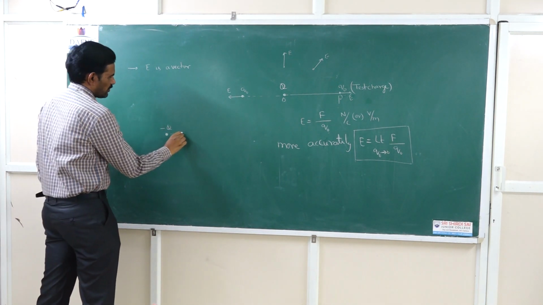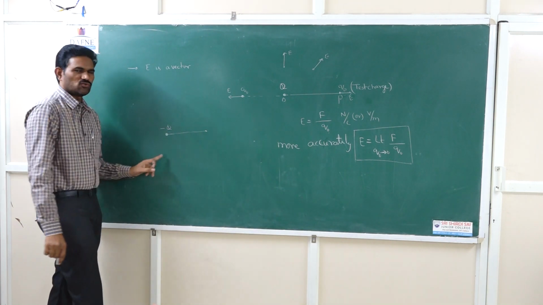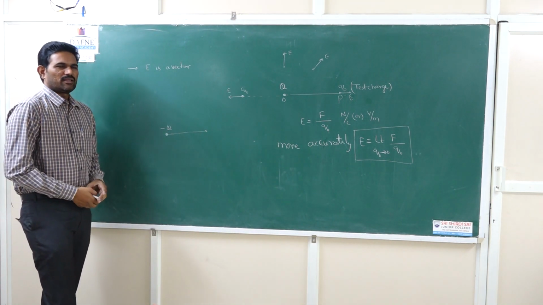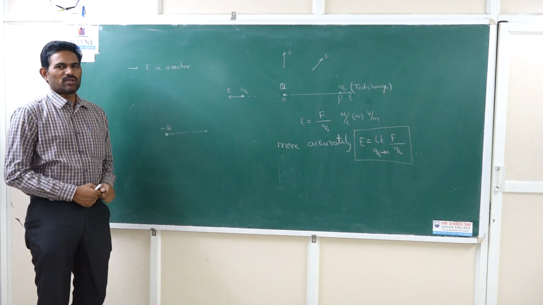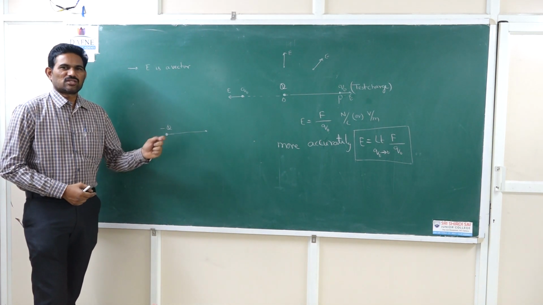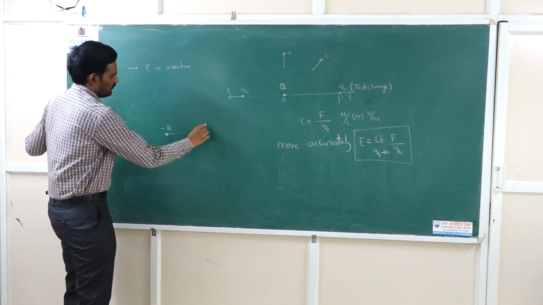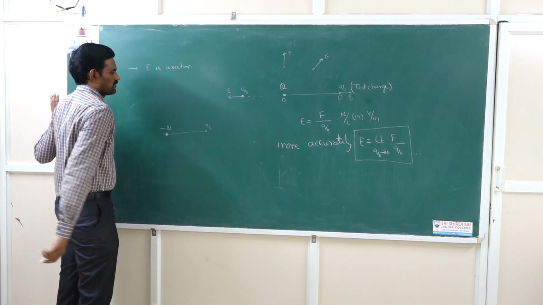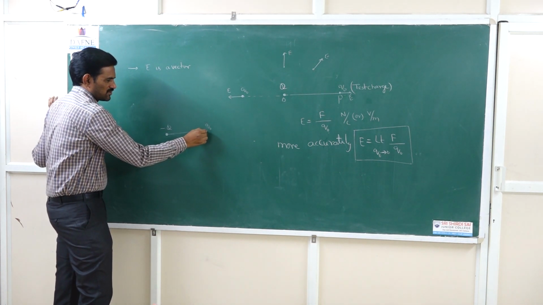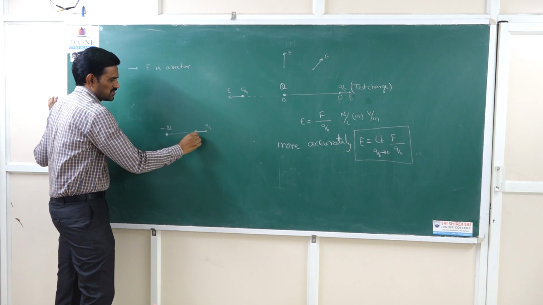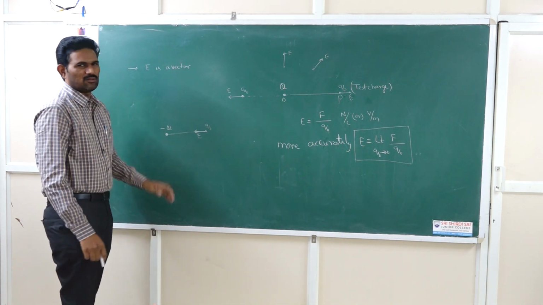Here suppose we need to find the electric field direction due to this negative charge. As I said, the direction of the electric field at any point is the direction in which a unit positive charge tends to move. That means here if we release a particle Q0, there is an attractive force acting on it, so it starts moving towards this direction, and so we can say the electric field will be in this direction.